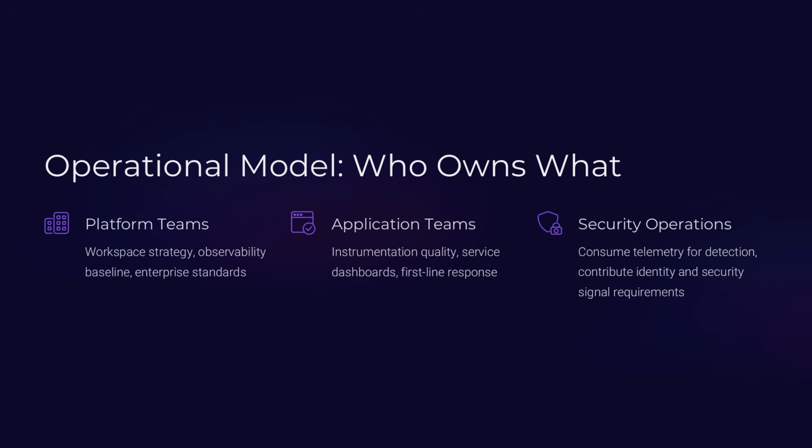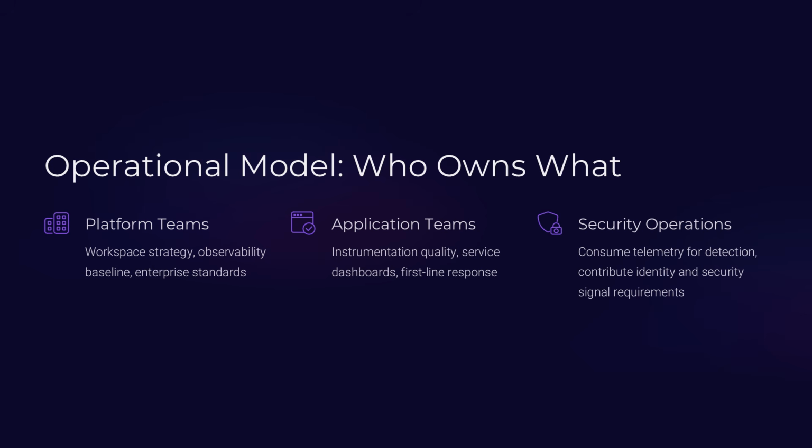With cost governed, you now define the operational model because observability only works when responsibilities are clear. Platform teams typically own the observability platform, baseline, workspace strategy, and enterprise standards. Application teams own instrumentation quality, service dashboards, and first-line response for their workloads. Security operations teams consume telemetry for detection and investigation and contribute requirements for identity and security signals.